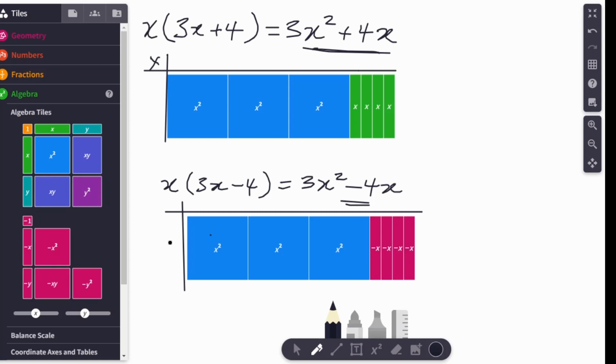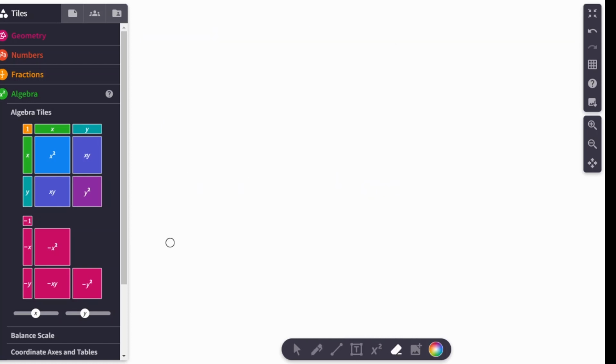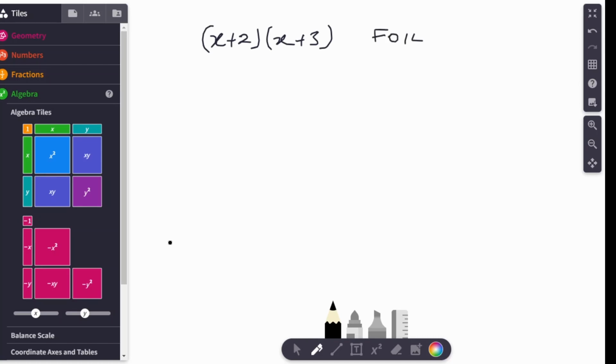Now let's go ahead and multiply two binomials. Say x plus 2 and x plus 3. Just like we did with a monomial multiplying a binomial, it is the same thing that we'll be doing with the product of two binomials. We are going to use the distributive property, which involves the FOIL method. FOIL. And I hope most of you know this already. Meaning we multiply the first terms, outer terms, inner terms, and the last terms.